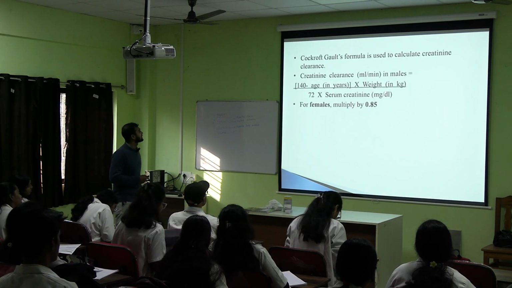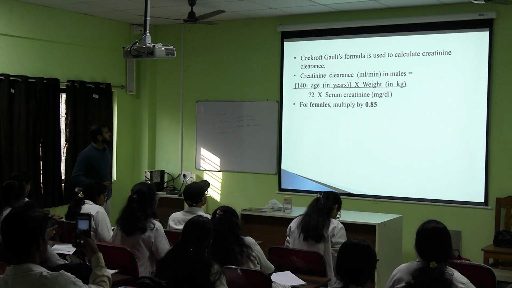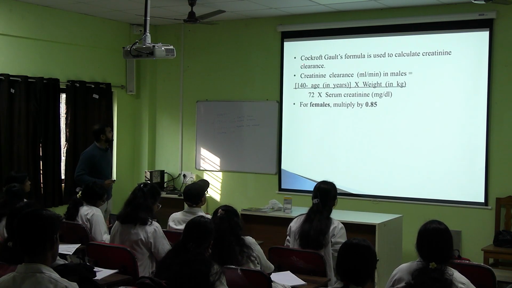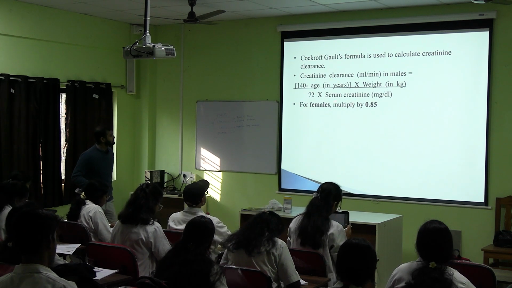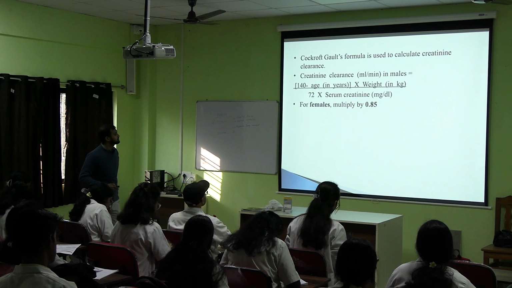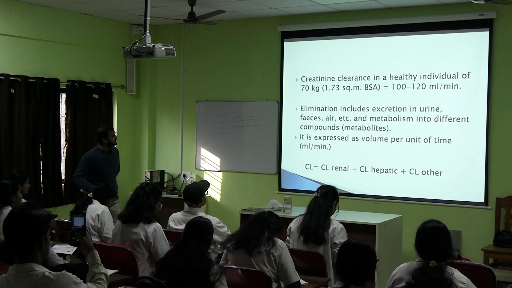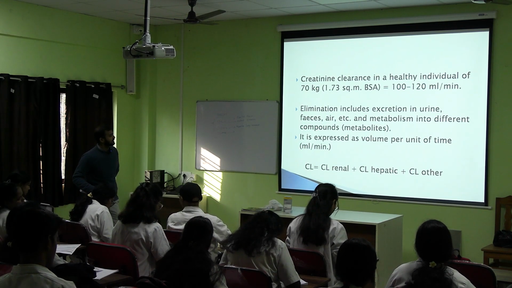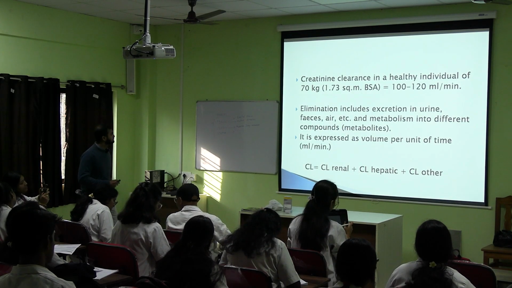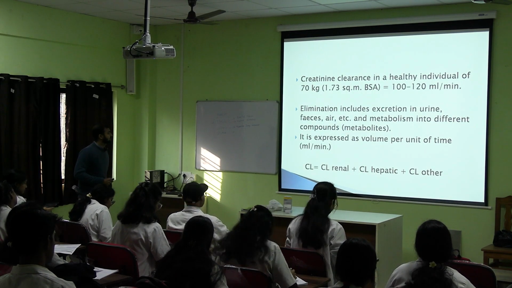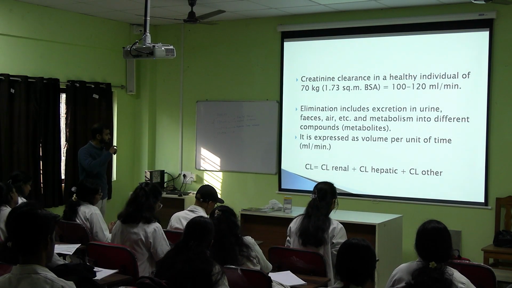Further, in males, if you want to calculate the creatinine clearance, this is the Cockcroft-Gault formula. Here is the formula, and for females we just have to multiply it by 0.85. So this is the normal clearance of creatinine, that is 100 to 120 ml per minute. This is the normal in a 70 kg ideal patient. We are taking the weight of the patient as 70 kg, an ideal, healthy patient.